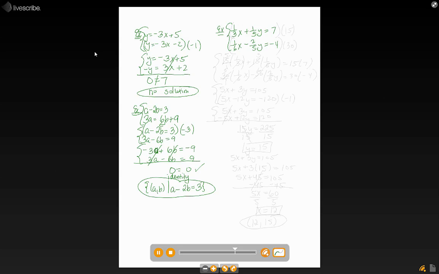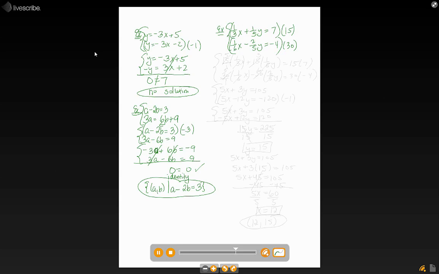I actually recommend clearing fractions. It makes life easier. So, what can I multiply the first equation by to clear fractions? 15. And the second equation? 30.